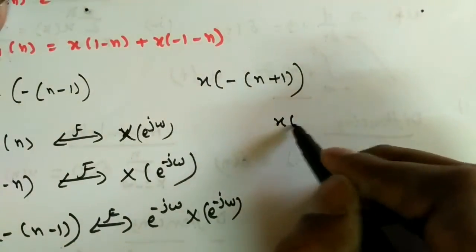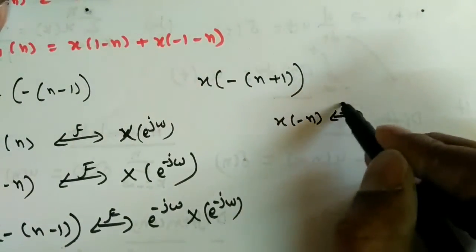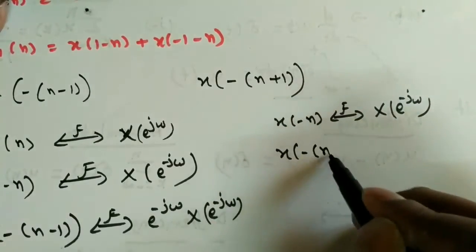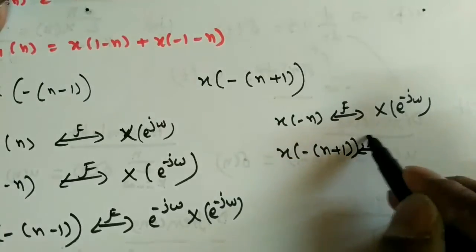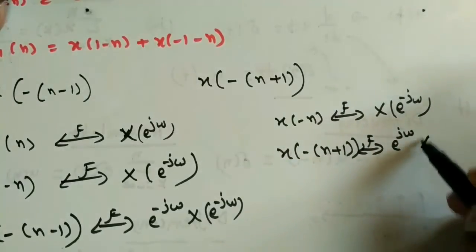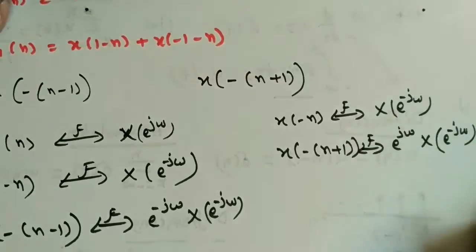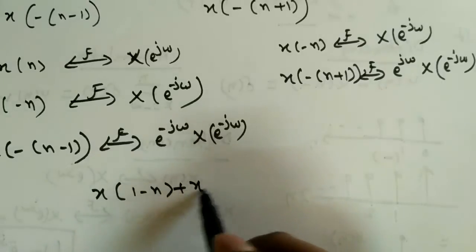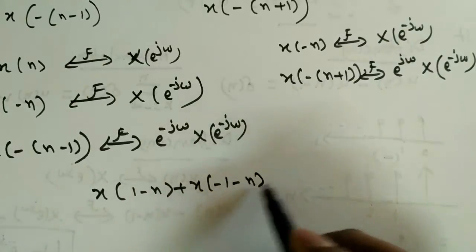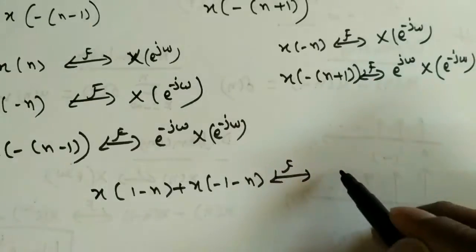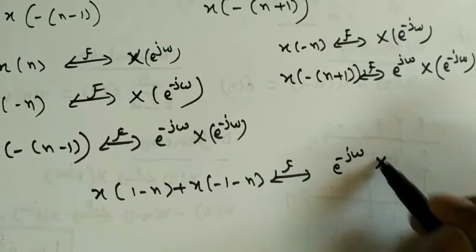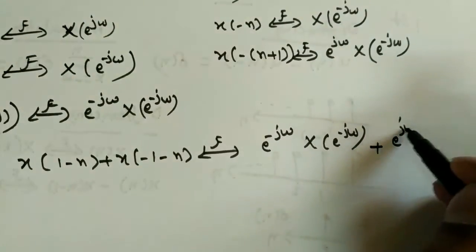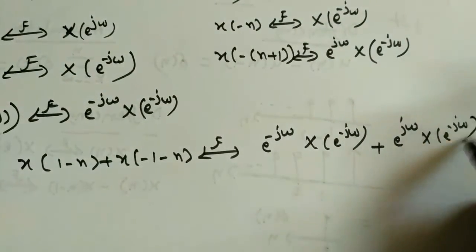Similarly, same, x of minus n I will do first. So the Fourier transform will be x of e power minus jω. Now if I do the shifting, what will we get? E power jω into x of e power minus jω. If I add these two, the final answer, x of 1 minus n plus x of minus 1 minus n, what is the Fourier transform? So e power minus jω x of e power minus jω plus this one, e power jω x of e power minus jω.